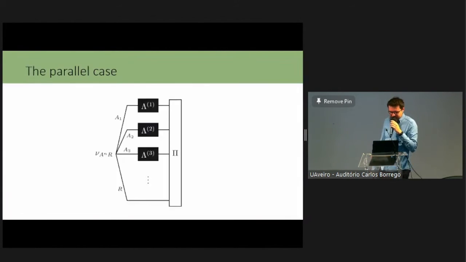So now starting to come to our results, what would we like to do? We would like to find some asymptotic expressions for the error decay rate for this channel discrimination problem. And maybe the first thing to start with is to look at the parallel case. So we have a setup like this.